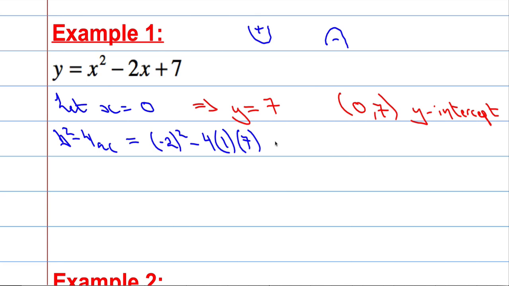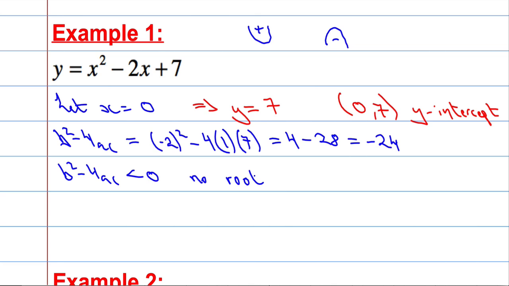So let's work that out. Negative 2 squared is 4, so we get 4 minus 4 times 1 times 7, which is 4 times 7 is 28, which will equal negative 24. So I know that this quadratic will not cross the x-axis because b squared minus 4ac is less than 0. So no roots, no solutions, no real roots, if you will.